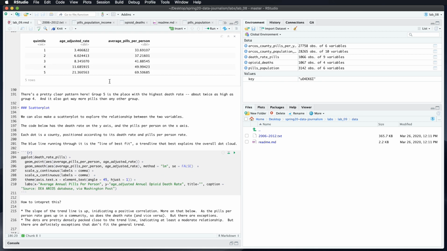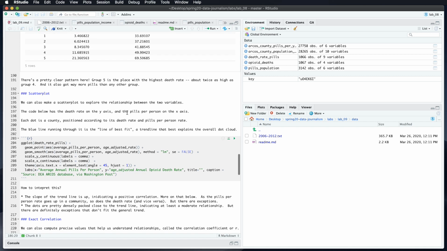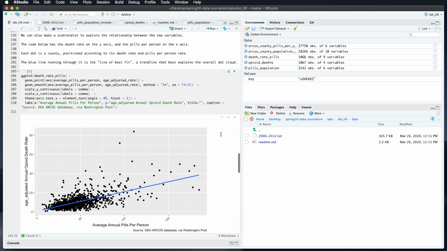Okay. We can also make a scatter plot to explore the relationship between two variables. So we've created scatter plots in earlier courses. I'm going to go ahead and create the scatter plot, and then I'll walk you through the code that did it. So here's our scatter plot.